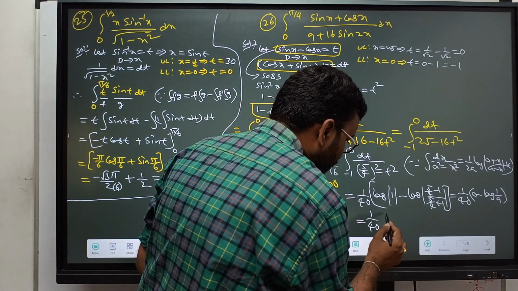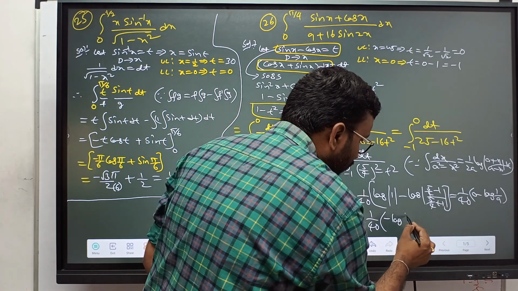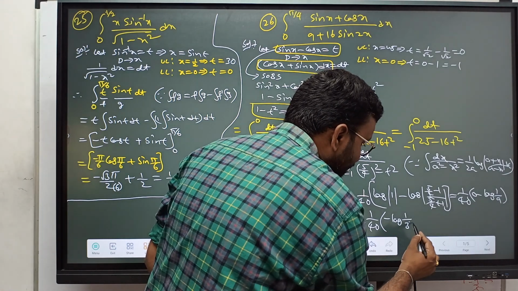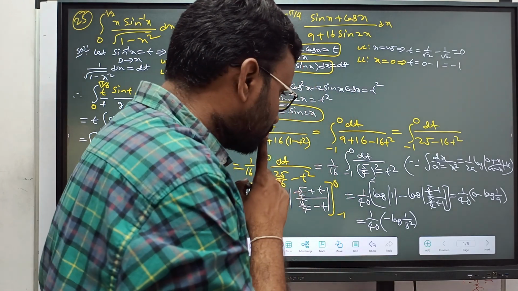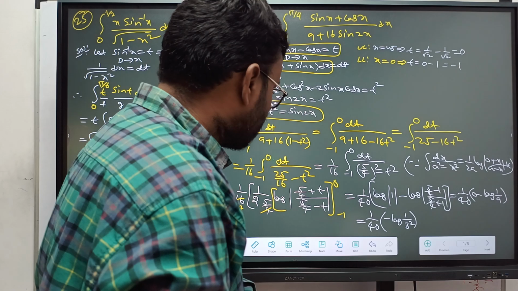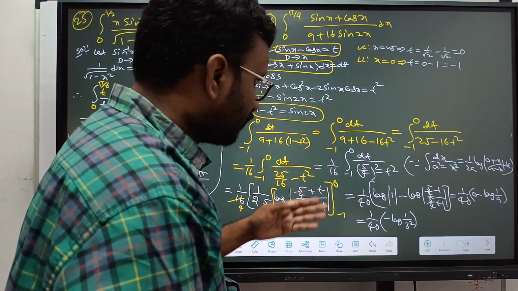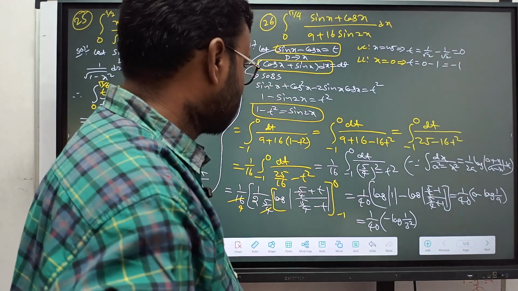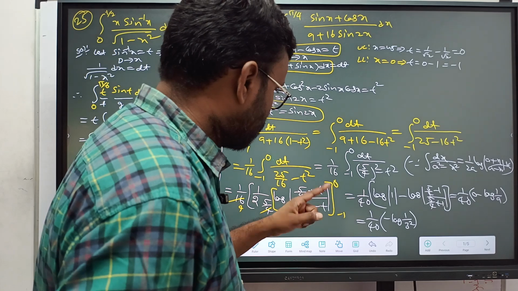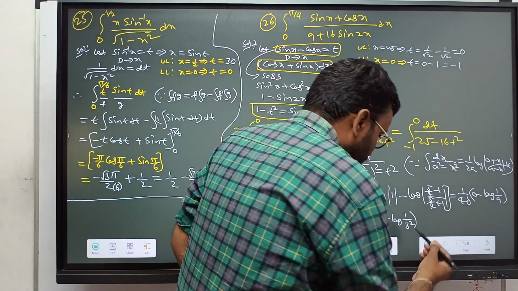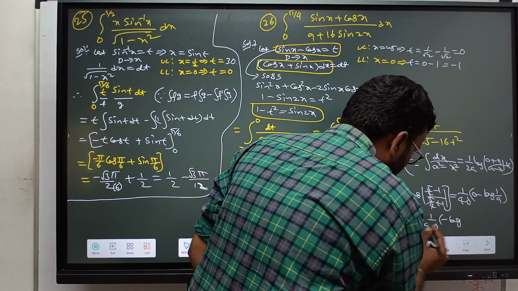which is equal to 1 by 40, the 0 no need to write, minus log 1 by 9, we can write this as 3 square. Can we write 3 square? The formula is log (a plus x) by (a minus x) plus c, correct? Okay, no problem. See here, which is equal to 1 by 40 minus log of 1 by 3 square.